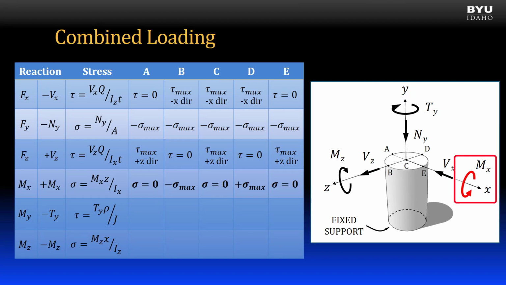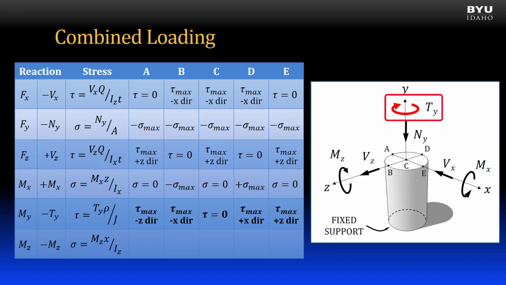The x-axis is the neutral axis, so points A, C, and E, which lie on the neutral axis, are all 0. By the right-hand rule, the moment is positive, and point D will feel the maximum tension stress, and point B will feel the maximum compression stress. The torque about the y-axis causes shear stress. Point C at the centroid will feel no shear stress.